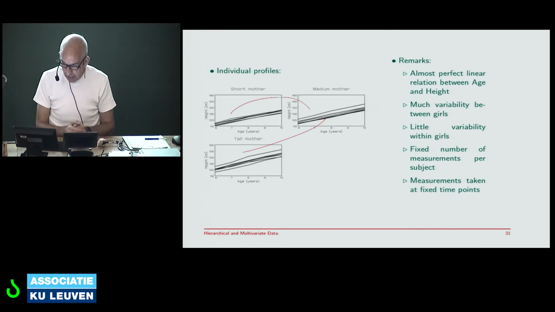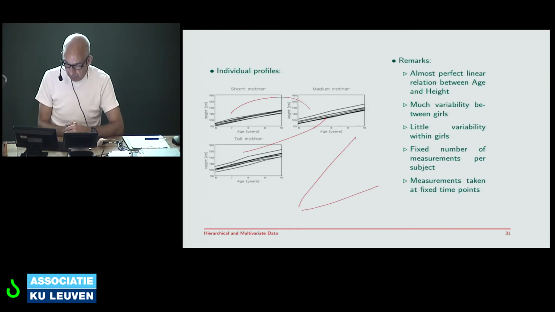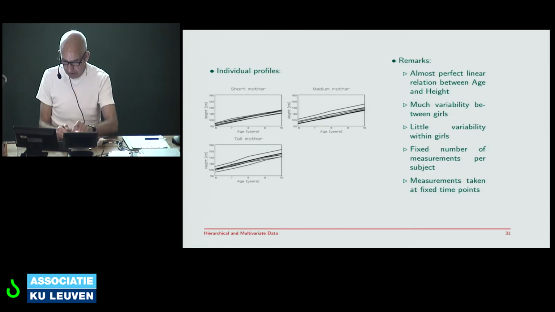Another thing we may ask ourselves, but may not see, is whether or not the curves are slanting. In other words, it's possible that the average evolution in the short mothers is relatively flat, and in the tall mothers it's much more rapid. Of course, I'm exaggerating here, but even though you may try and measure that a little bit, it's pretty hard to see on a graph.